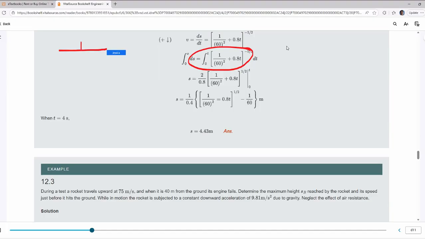That is the same as the square root of 1 over the square root of 0.8 t plus 1 over 60 squared. How do we integrate this?